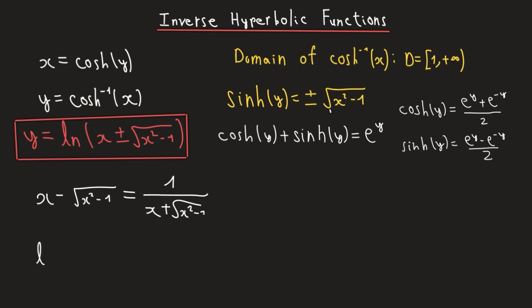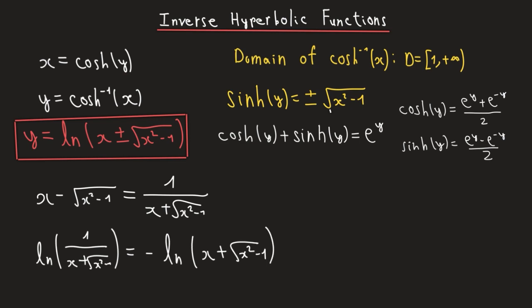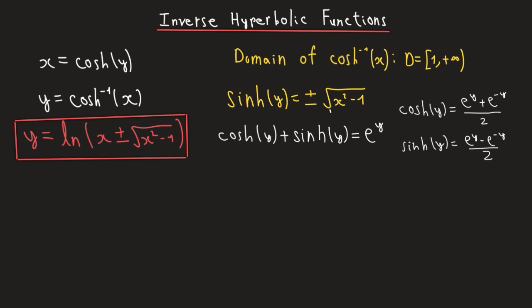But the natural logarithm of this expression is just equal to minus ln of x plus the square root of x squared minus 1. Which means that this minus sign, we can bring up all the way in front of the ln, which finally means that the inverse hyperbolic cosine of x is equal to plus or minus the natural logarithm of x plus the square root of x squared minus 1.